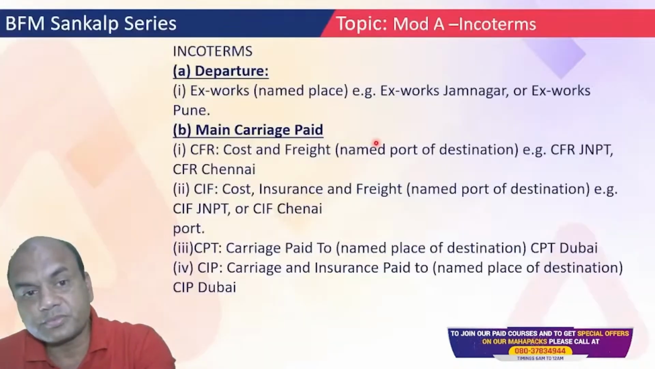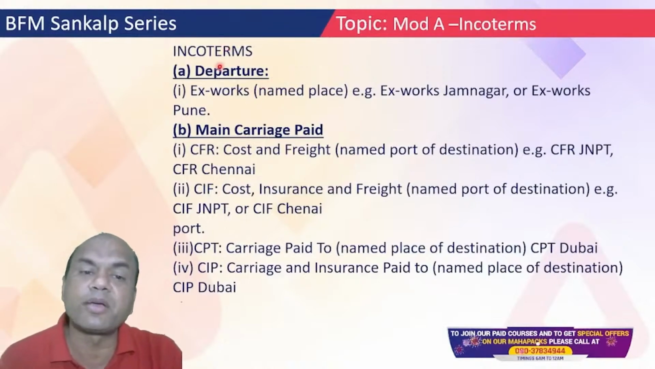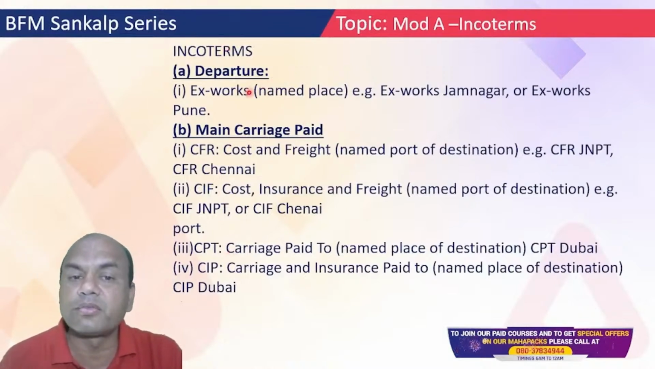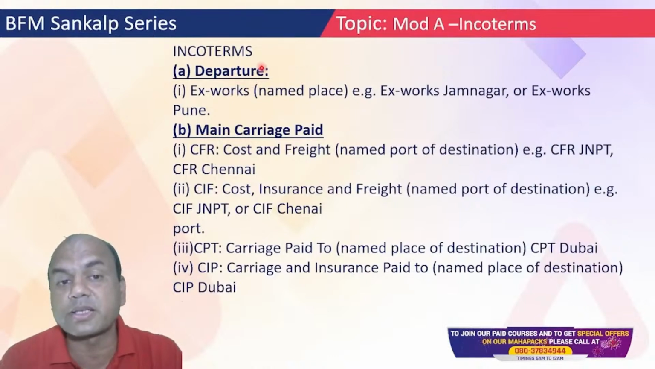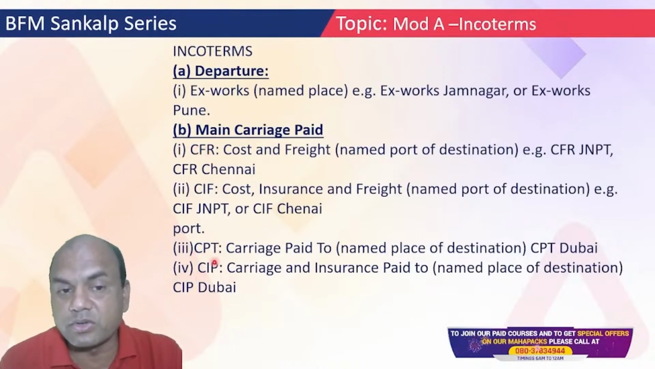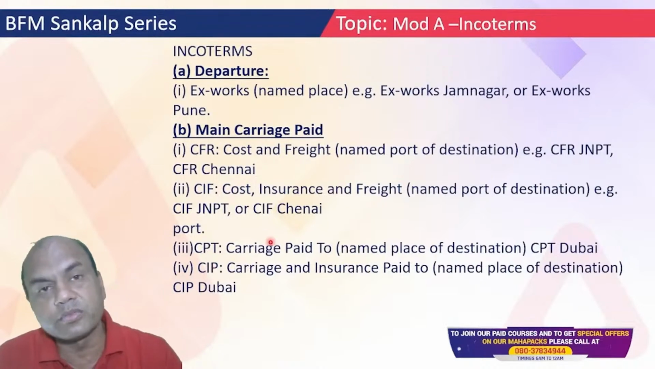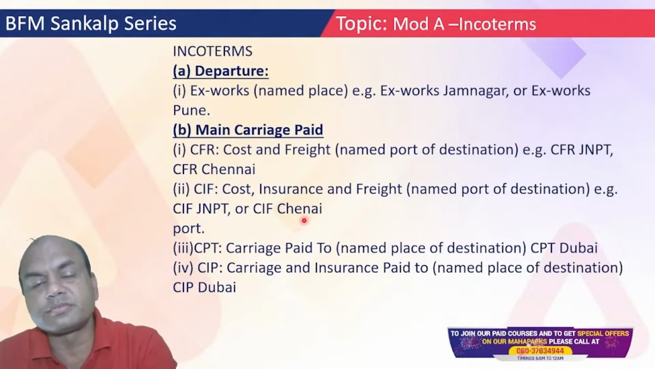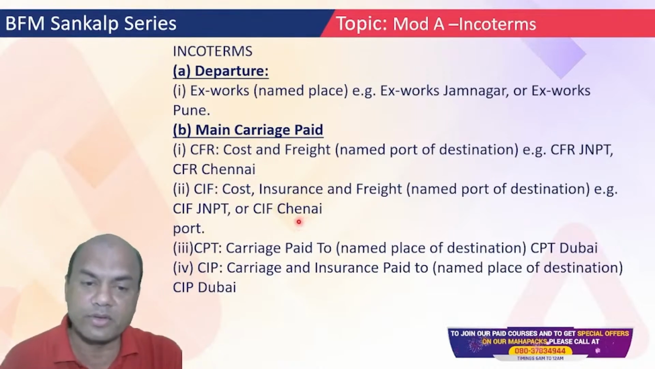Okay. Now these are the Incoterms. I have written it over here, the theory part, so you can definitely read this. Departure: Ex Works, already explained. Main carriage paid: CFR, CIF, CPT, CIP. All these are shown. These are main carriage paid Incoterms. Now, these two, CFR and CIF, are related to ship. CPT and CIP are related to road, air and everything.